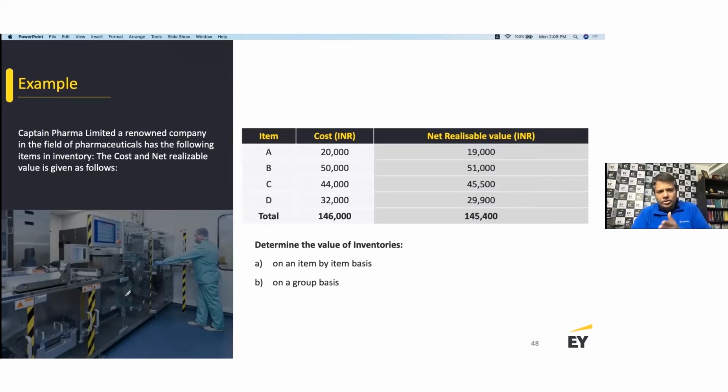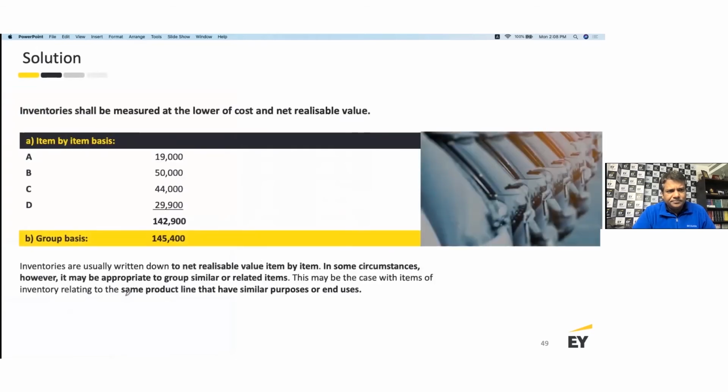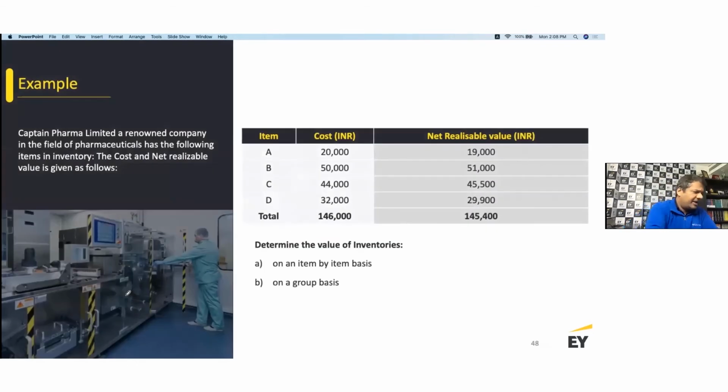So if I were to do it item by item, what's the value of inventory? If I were to do it on a group basis, what's the value of the inventory? Inventory shall be measured at the lower of cost and net realizable value. That's the principle. So if I do it item by item, for A, I'm going to take 19,000. For B, if you look at this, I go back to the question, this is lower. So I'm going to take this.